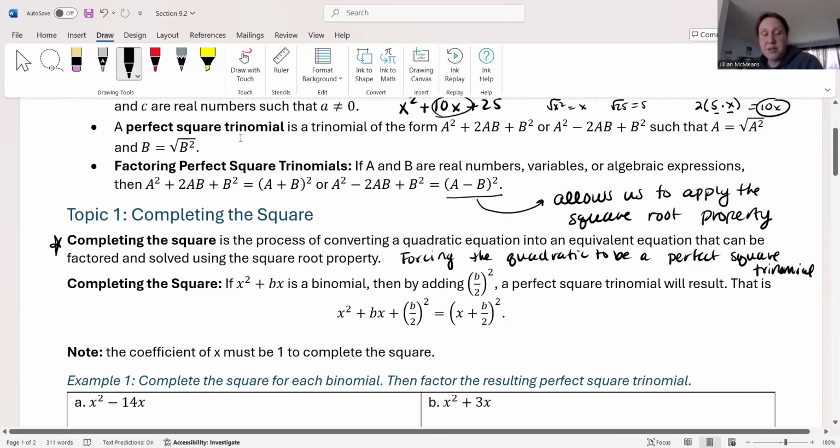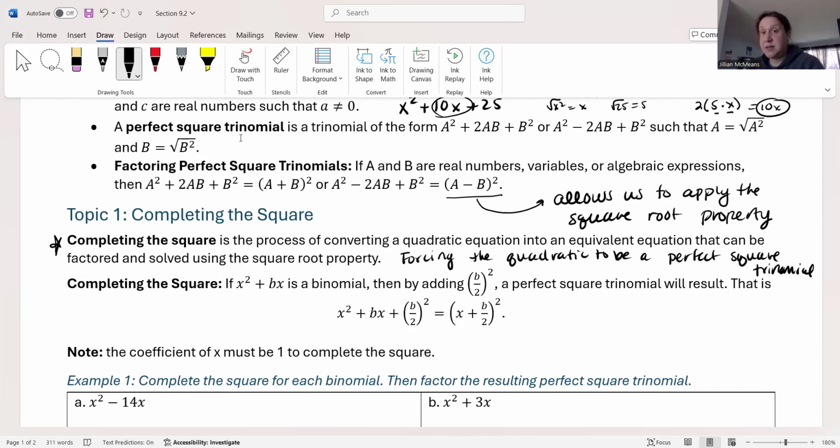So what we would do is, if x squared plus bx is a binomial, if we add b, the coefficient of x, divided by 2 squared, that'll give us a perfect square trinomial. That is, x squared plus bx plus b over 2 squared is going to equal a perfect square trinomial, which would then factor as x plus b over 2 squared. So this right here is how we complete the square.